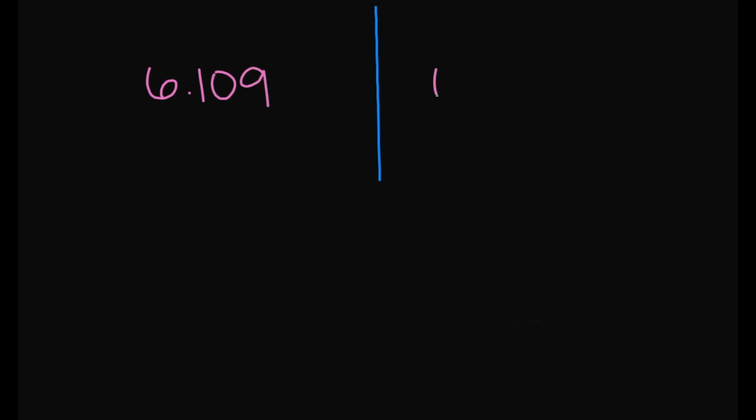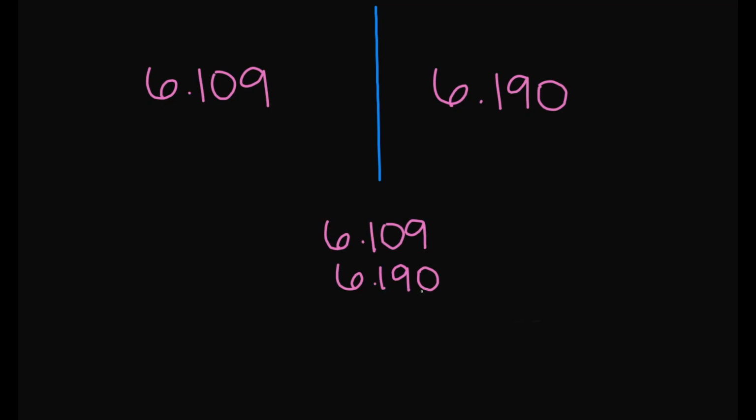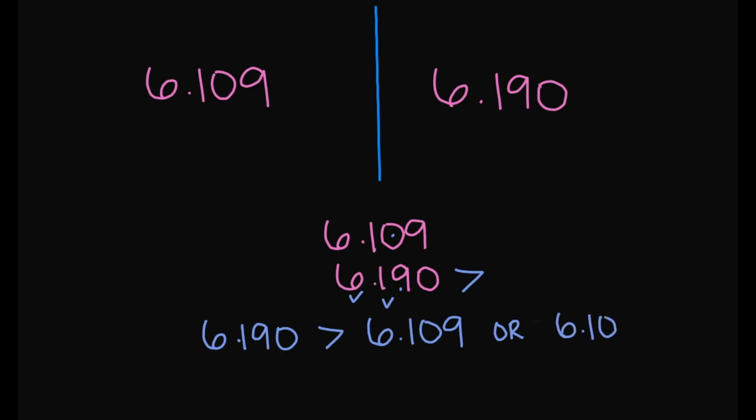6.109, and then here we have 6.190. So let's line up our decimals. So notice that your 6's are the same, your 1's are the same, and then you have 0 here and 9 here. So your 6.190 is greater than 6.109. So when you're writing your answer, don't forget 6.190 is greater than 6.109, or you might write your answer as 6.109 is less than 6.190.